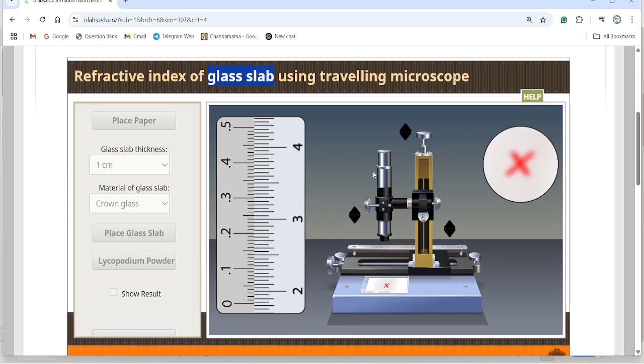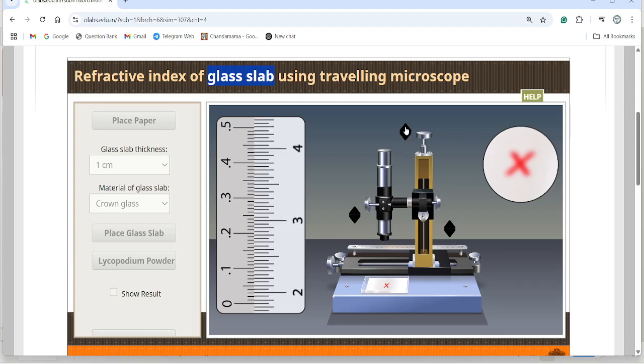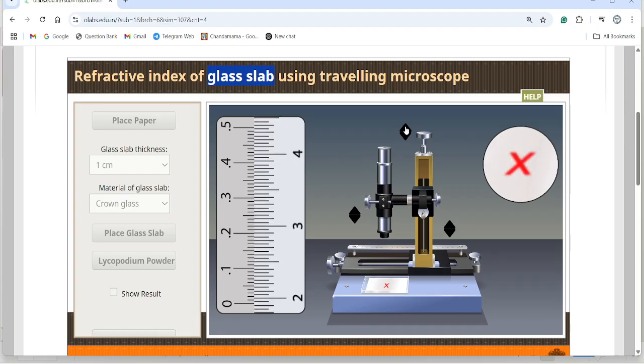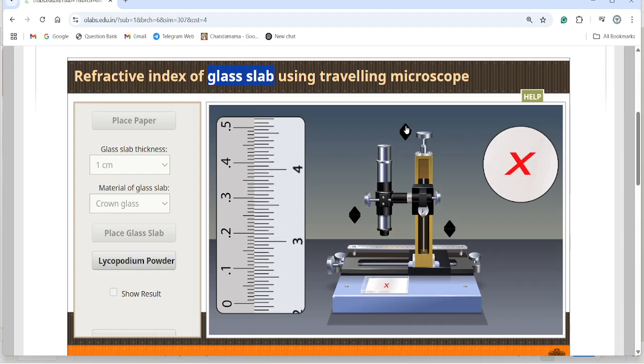For that, see, it has become blurred. Once the glass slab is placed, it becomes blurred. That means I need to focus it and take the reading. So here the scale should move. For that, I am using this screw to move. See, I am moving up. We need to move up only, until a very clear image comes.